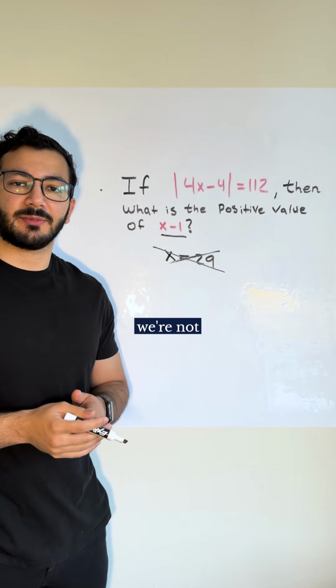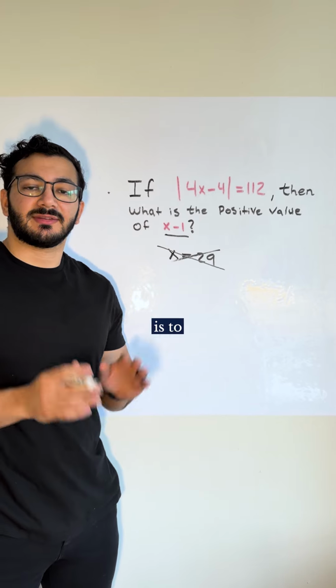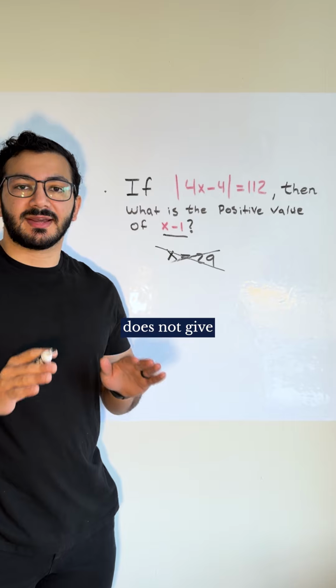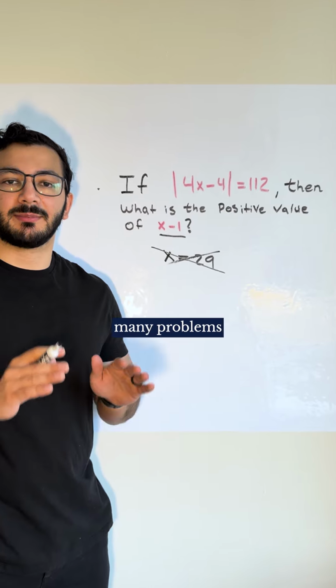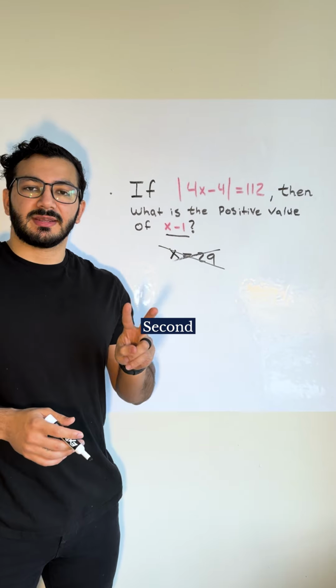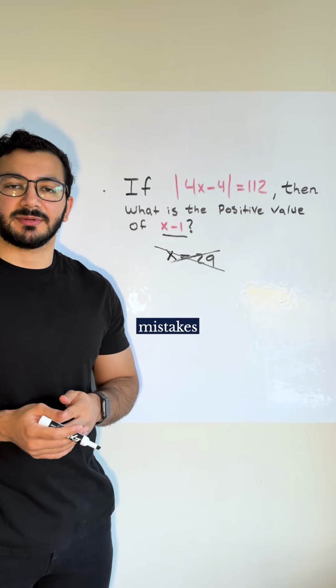So how can we make sure that we're not making silly mistakes like this on the test? Well, my first piece of advice for you is to slow down. The test does not give you points based on how many problems you finish. It's based on how many problems you finish correctly. Second, we follow through a simple 3-step process to make sure we're not making silly mistakes like this.